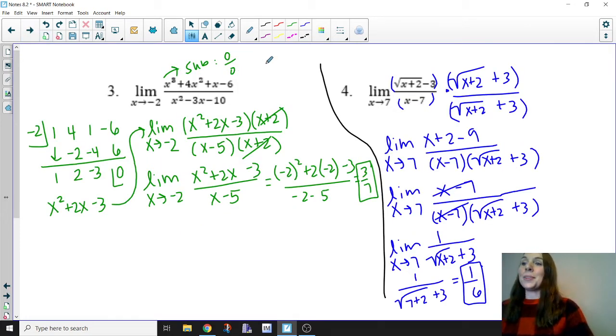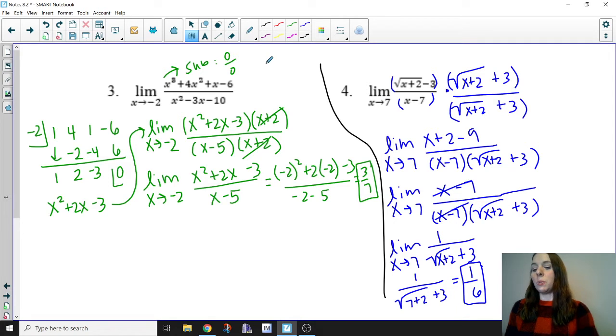Okay, now the real fun begins. Take a look at 3 and 4. Notice that with 3, I did check for substitution first, and I found that as I subbed in -2 for all of my x's, I came to a 0 over 0 situation. And so that told me that I need to move on to try some sort of manipulation technique.